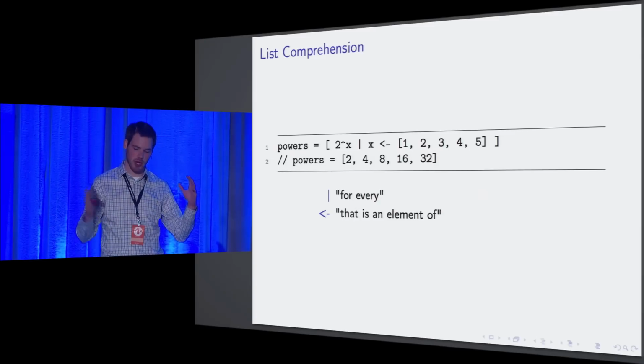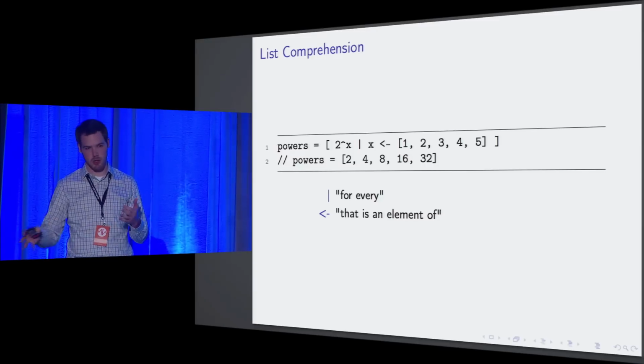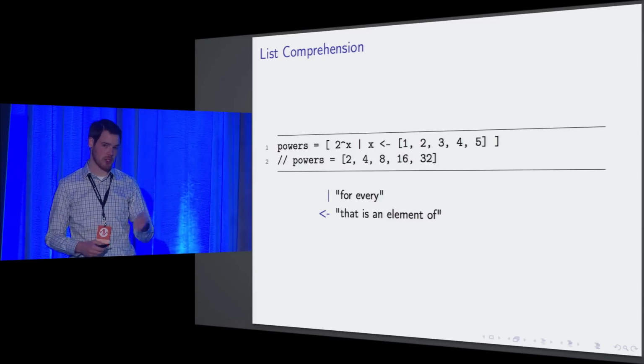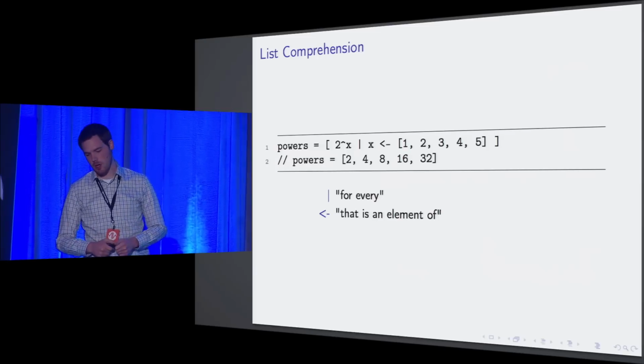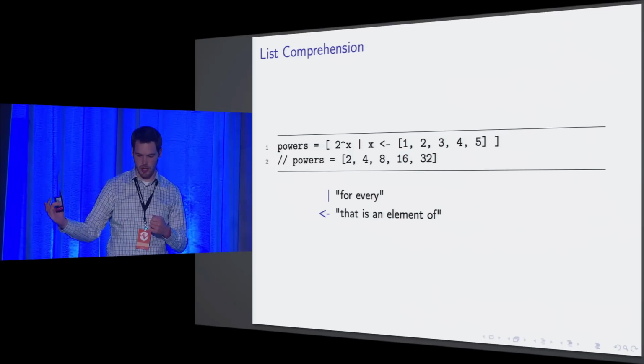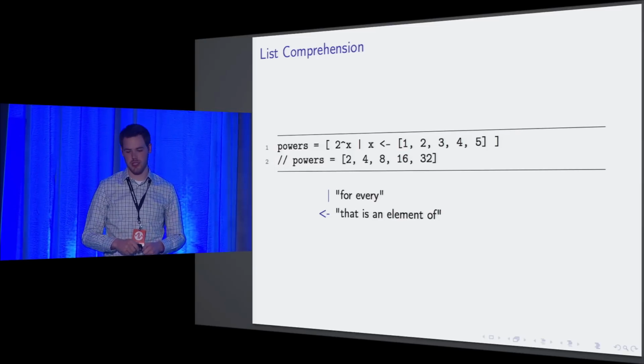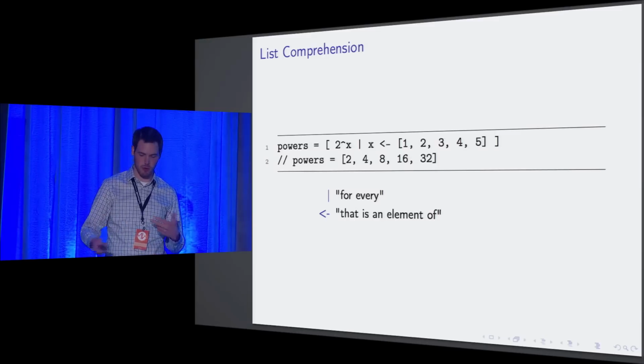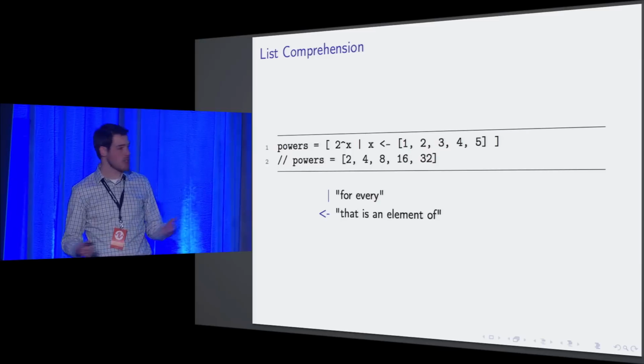So between the open bracket and the bar is the body of our function, 2 raised to the power of x. Between the bar and the arrow is the parameters that the function takes as an input, in our case x. And then between the arrow and the closed bracket, you have your input, in our case a list literal. So you just take the first value, plug it into x: 2 raised to the power of 1 is 2, 2 raised to the power of 2 is 4, and so on. And that's basically it.